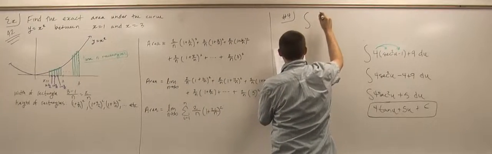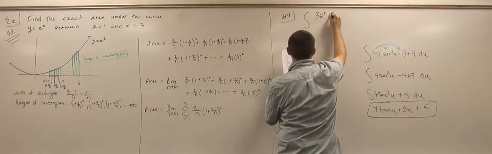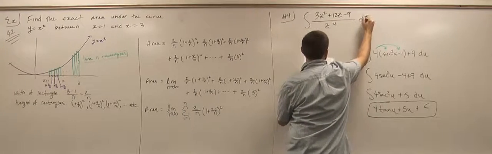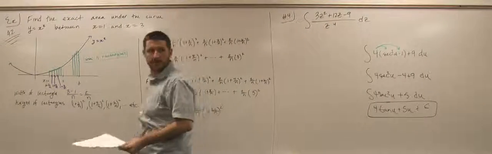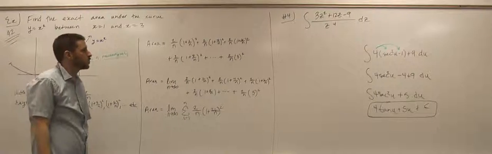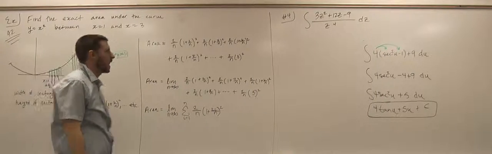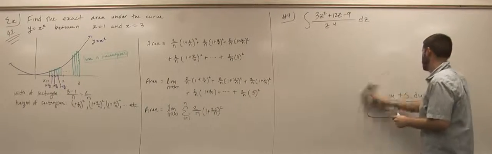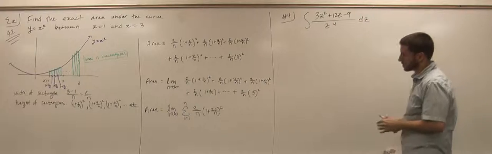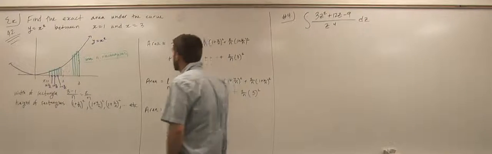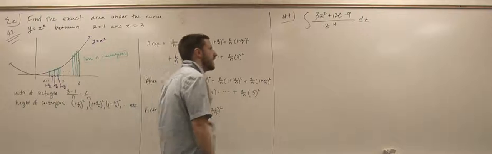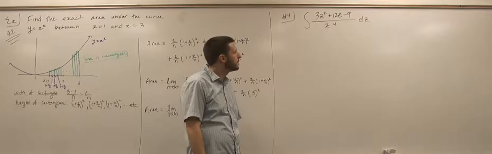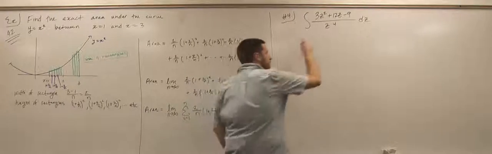Number 4 gave you the indefinite integral of 3z squared plus 12z minus 9 over z to the 4th dz. So, for this guy, what should you do? 3z squared times z to the negative 4. Yeah, so you can split them up, right?